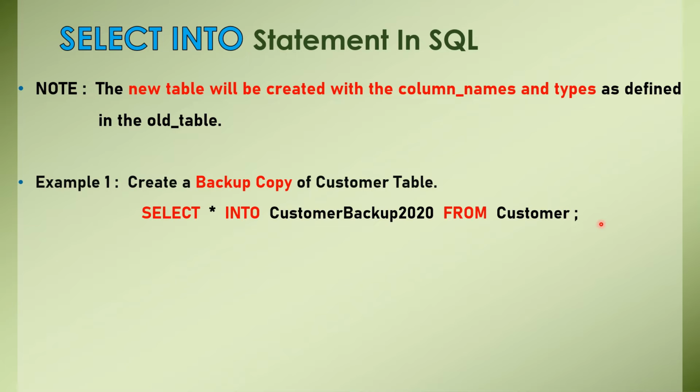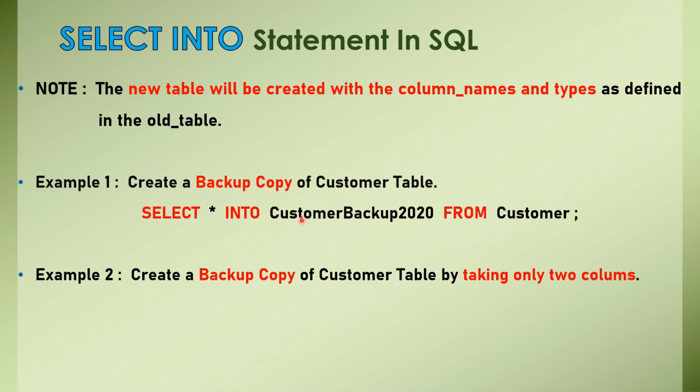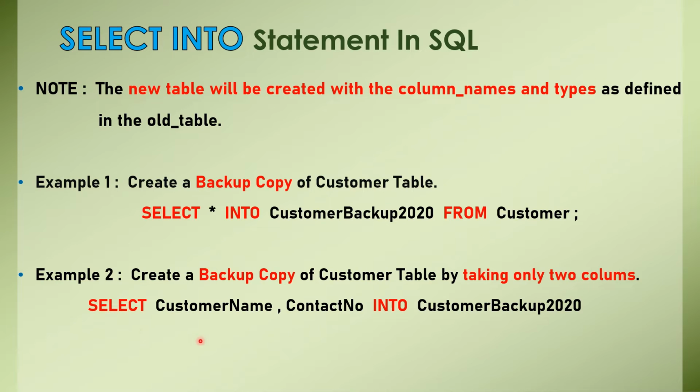Okay, so the other example which I want to show you is if you want to create a backup of your customer table by taking only two columns. So how can you do that? Definitely you can just write the column names here in place of this star, right? So the syntax is very simple: select customer name, contact number into this customer backup 2020 from this customer table. I hope you got this point. If you have any doubt regarding these two examples, please comment down below. It is very important, guys, for you to comment down below, then only I will understand whether my videos are helping you or not. Okay, so let's move on.